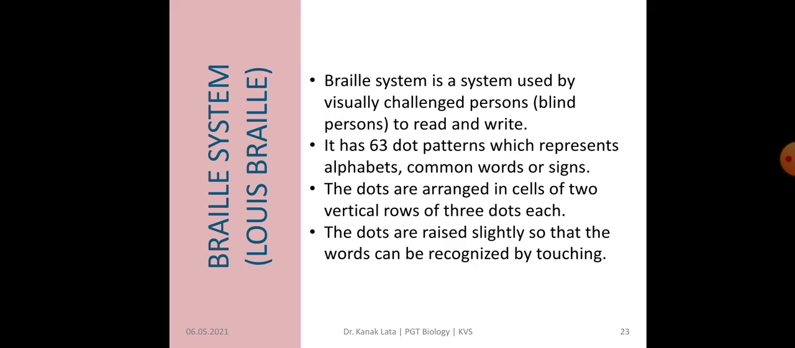Now our last topic for discussion is the Braille system. The Braille system is used by visually challenged persons, meaning blind persons, to read and write. The Braille system has a 63-dot pattern which represents alphabet, common words or signs. The dots are arranged in cells of 2 vertical rows of 3 dots each. The dots are raised slightly so that the words can be recognized by touching them.